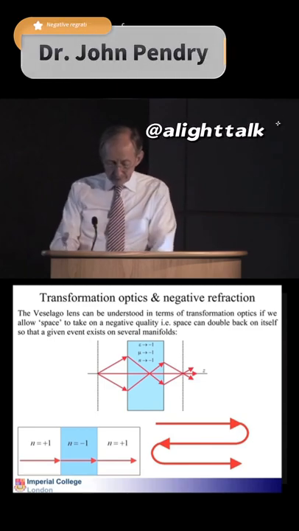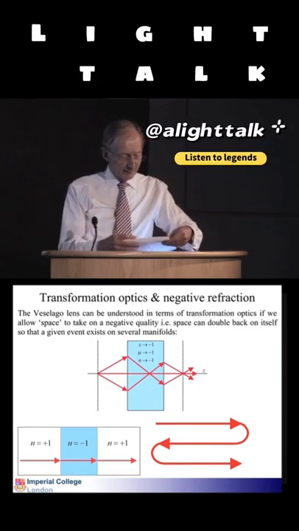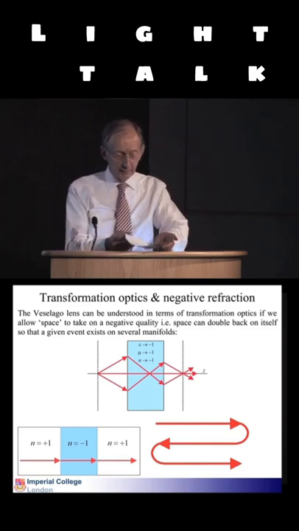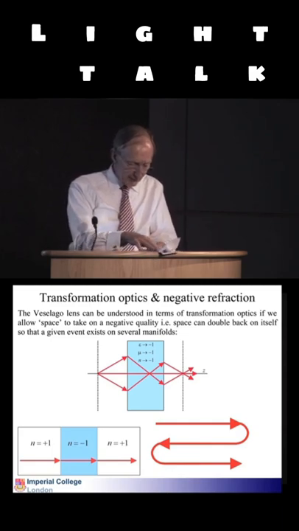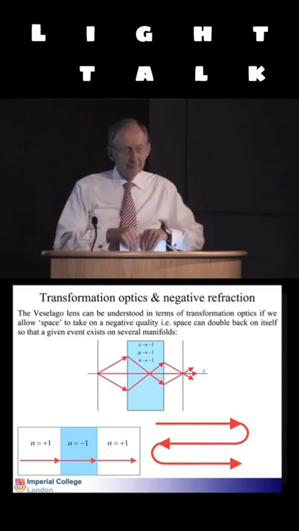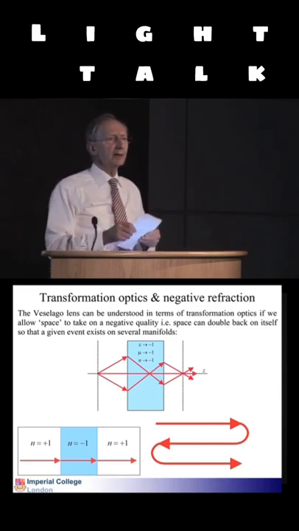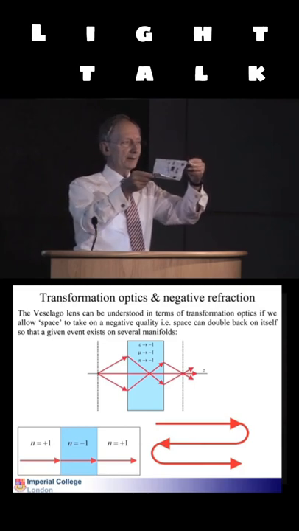What if you make something with a negative metric? And I'm, pardon me whilst I do my origami here. Many of you will have seen me do this before. I'm going to make the simplest compression of space possible. I'm going to take a little region of space like that, and I'm going to squash it.